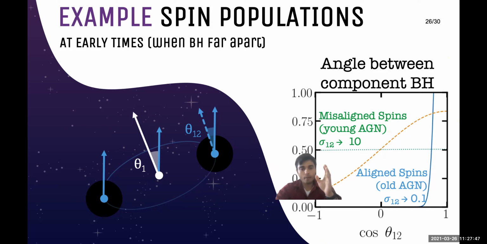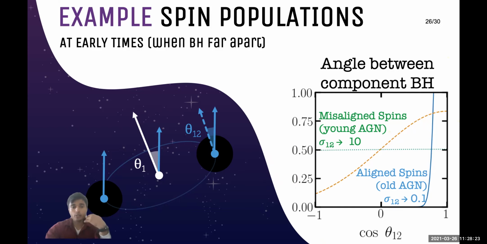To shift from this blue distribution to the green distribution, we can just adjust the sigma for a Gaussian centered at 1. As sigma becomes bigger and bigger, you see that the distribution shifts from that blue vertical line to that green horizontal line. So we basically have sigma as a parameter that describes how our spin population can change for different AGNs.